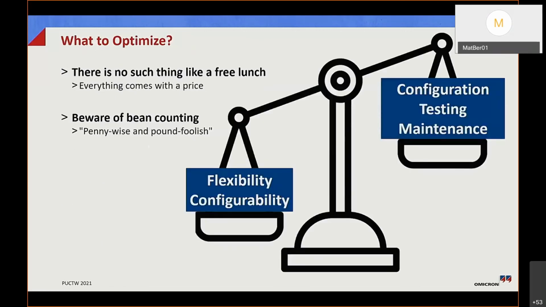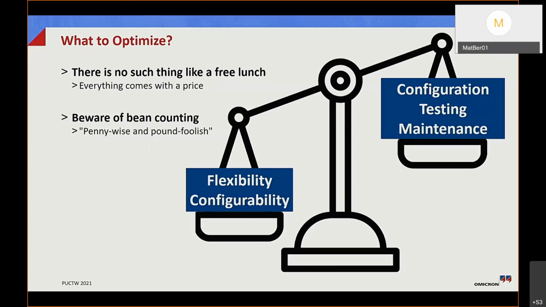Because you always have to ask yourself, why am I going to optimize something? And there is always this trade-off. Alex also indicated, when you have configurability, you have to configure, you have to test, you have to maintain that. And this can be costly on the other side. So when you try to gain some technical advantages by configuration, you have to be aware that on the other side, the configuration efforts can be very costly.